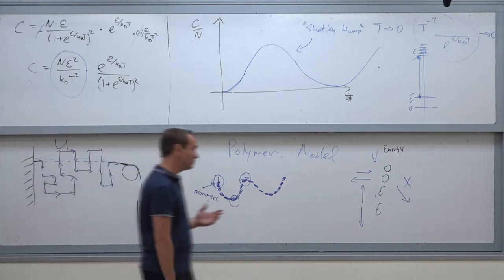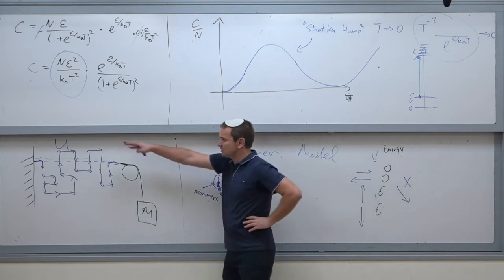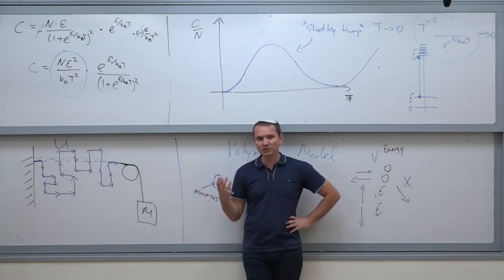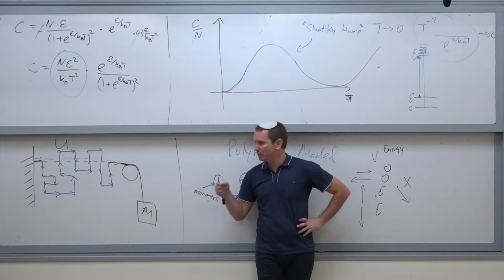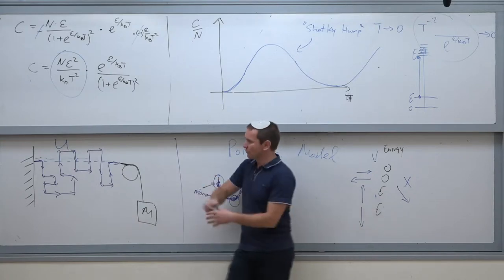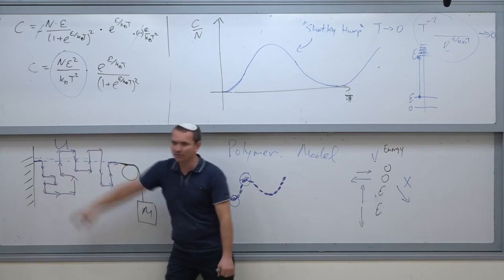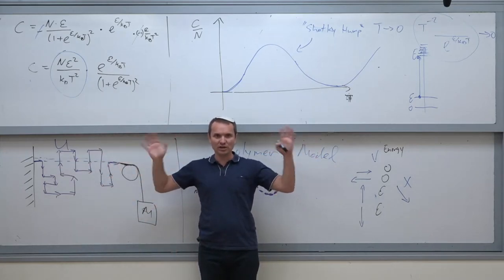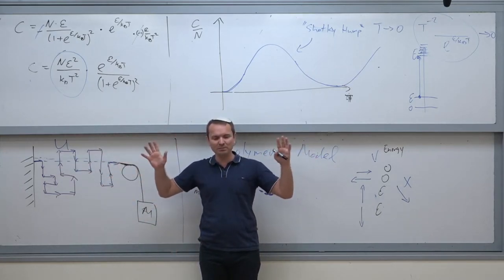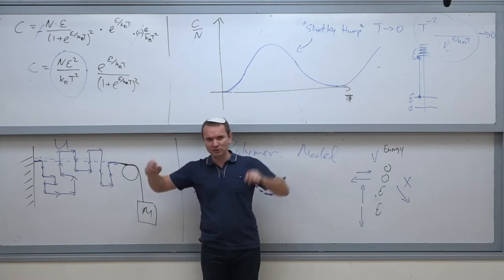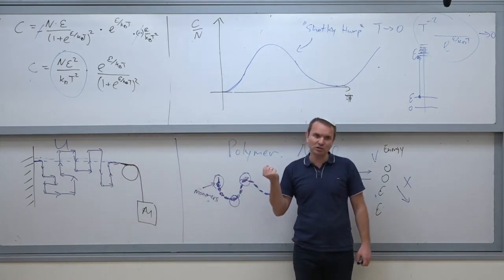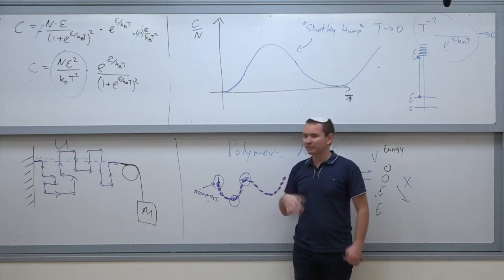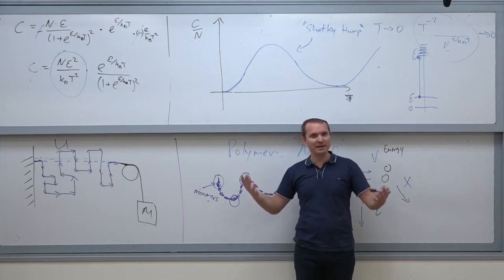What is an elastic modulus? In this system, I can actually control the force with which I'm pulling this polymer. Think about it as a string. All of these monomers together construct a big polymer, and I can think of this big polymer as an effective string. So I'm pulling this string to the right, and it starts to expand.